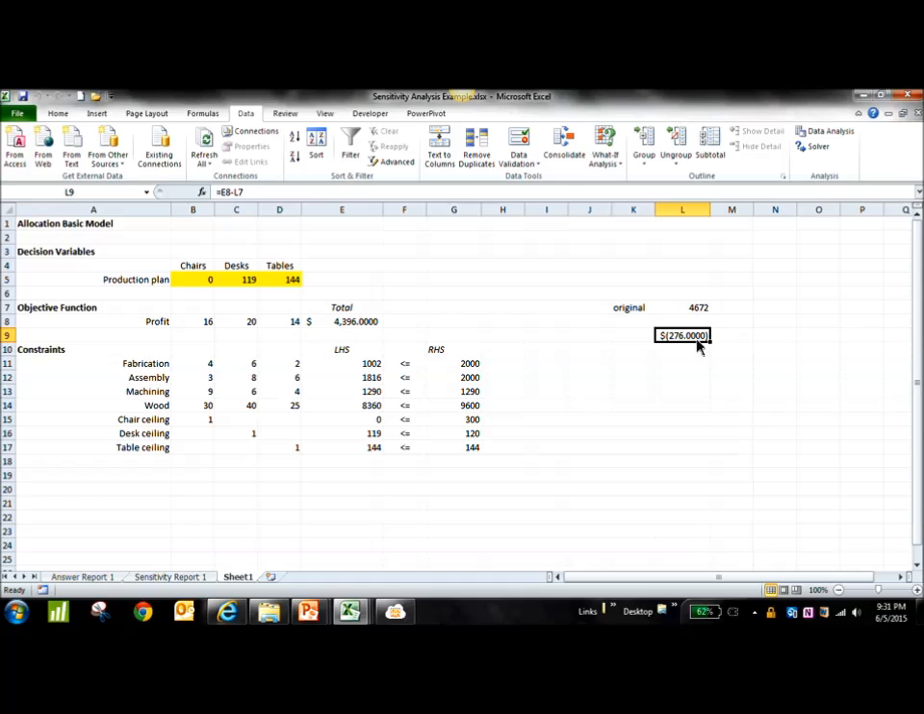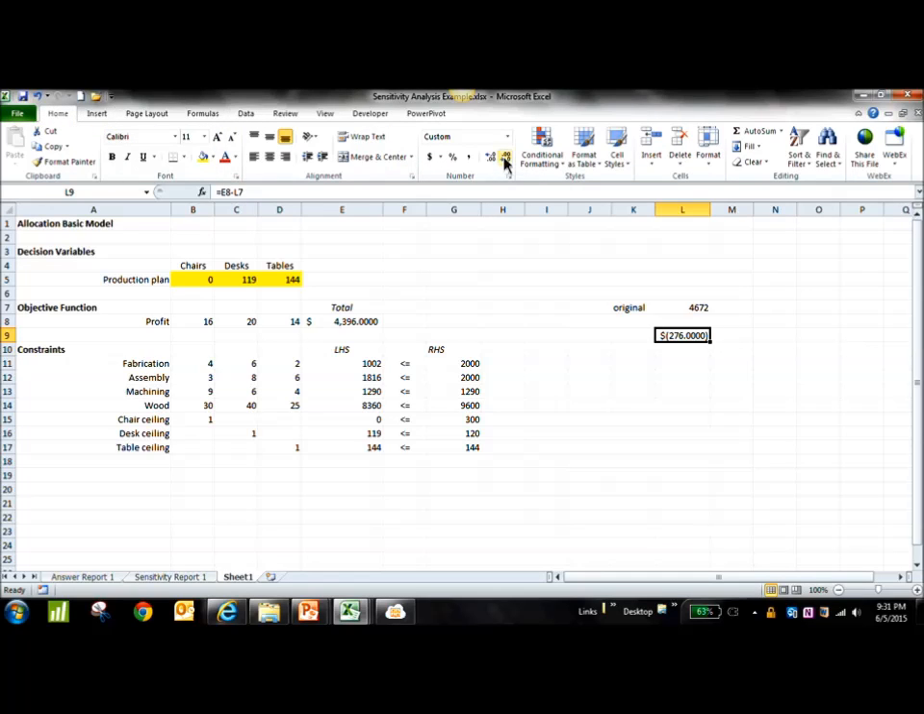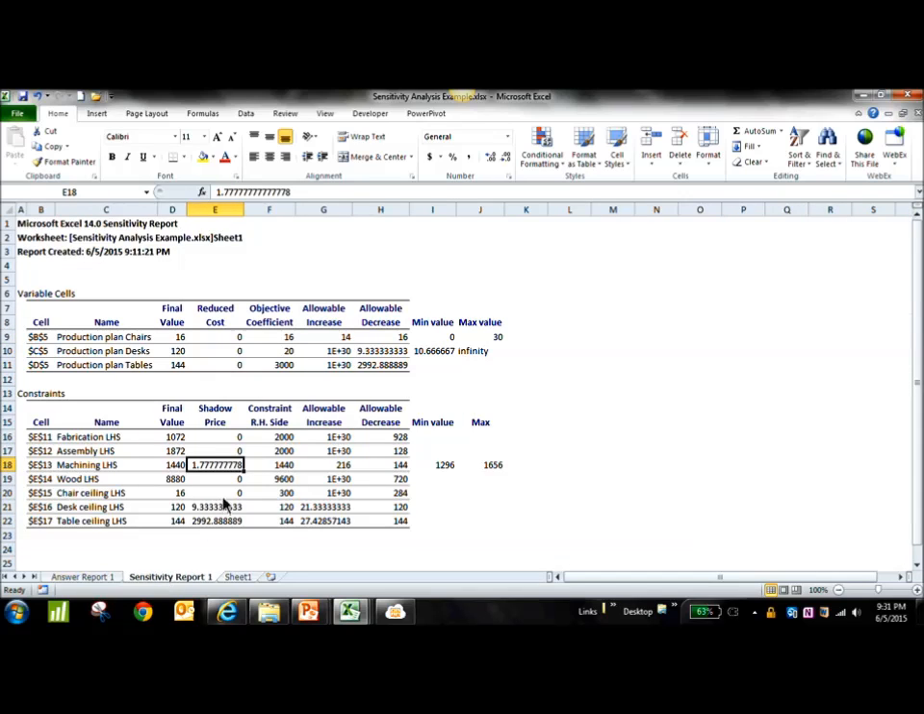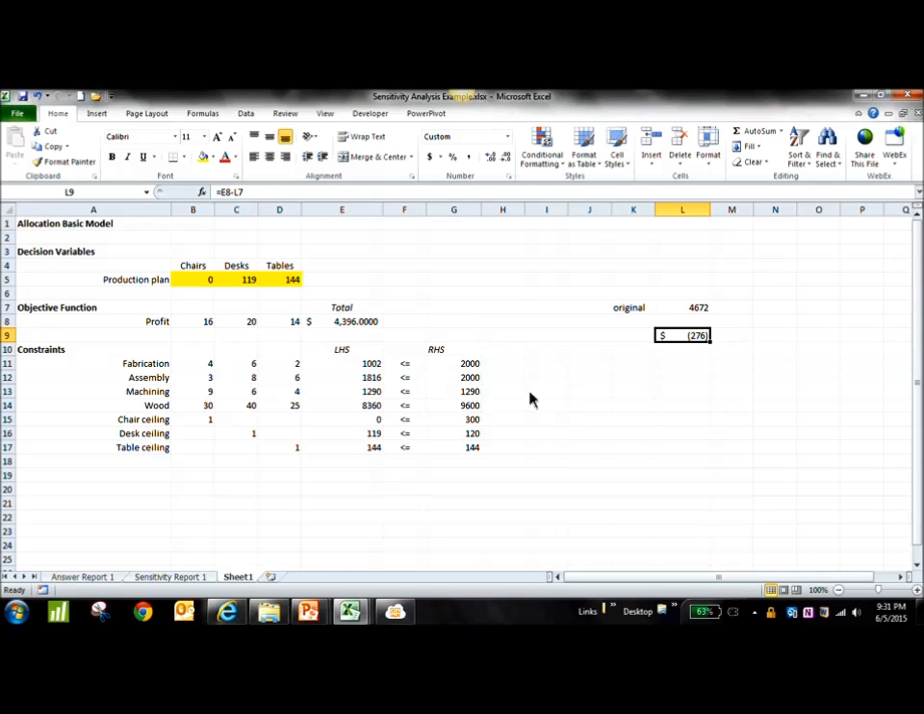1290 equal this minus this. It gave me minus 276. Now, this no longer applies. See that? It doesn't apply anymore.